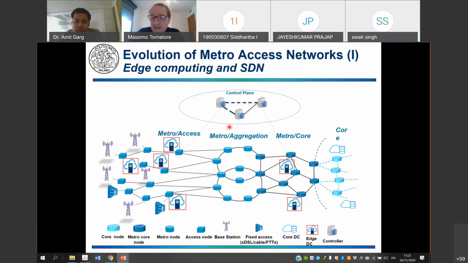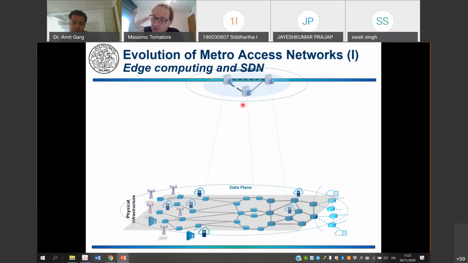SDN allows the network to be reconfigured quickly. So how does protection take advantage of SDN? It also requires a control plane which is reliable, because in SDN you really need to collect the information. So not only the data plane, but also the control plane needs to be protected.